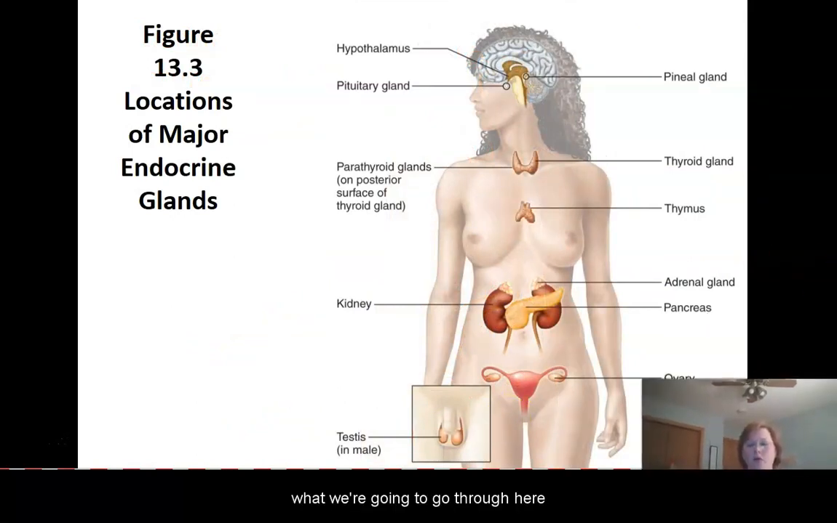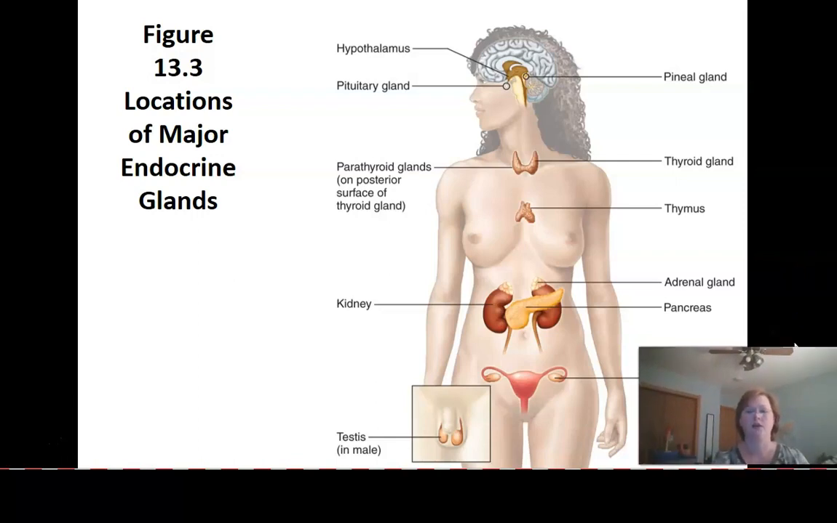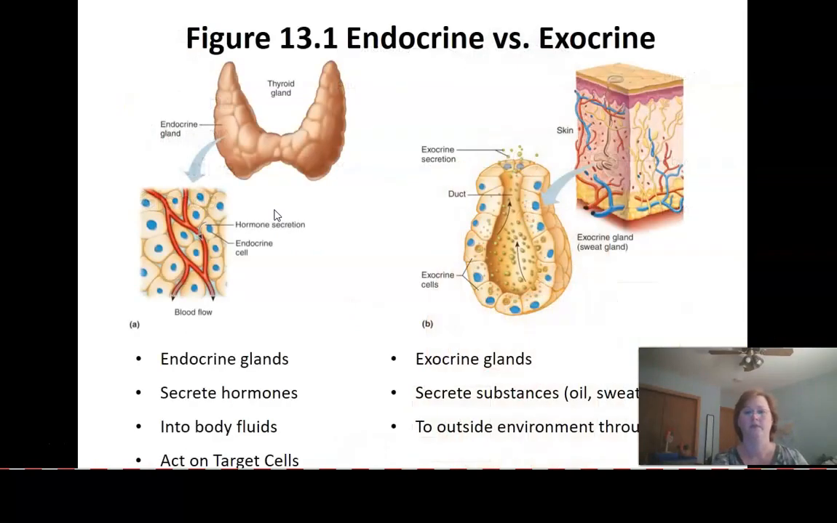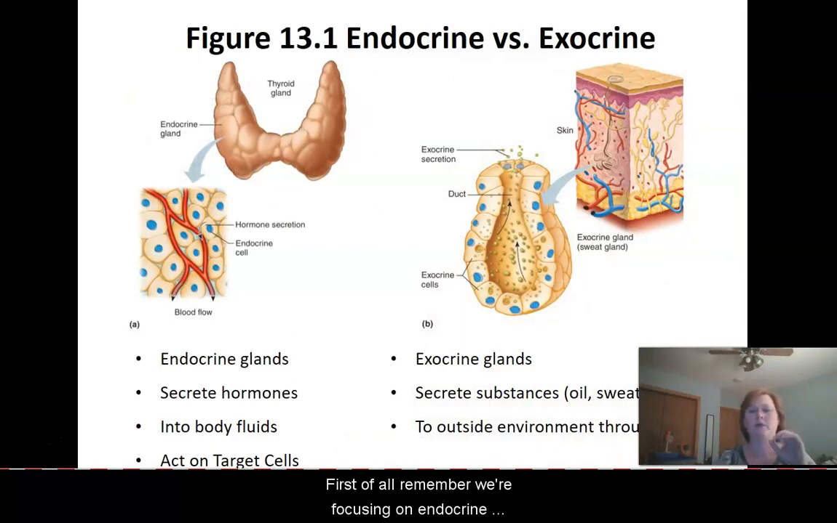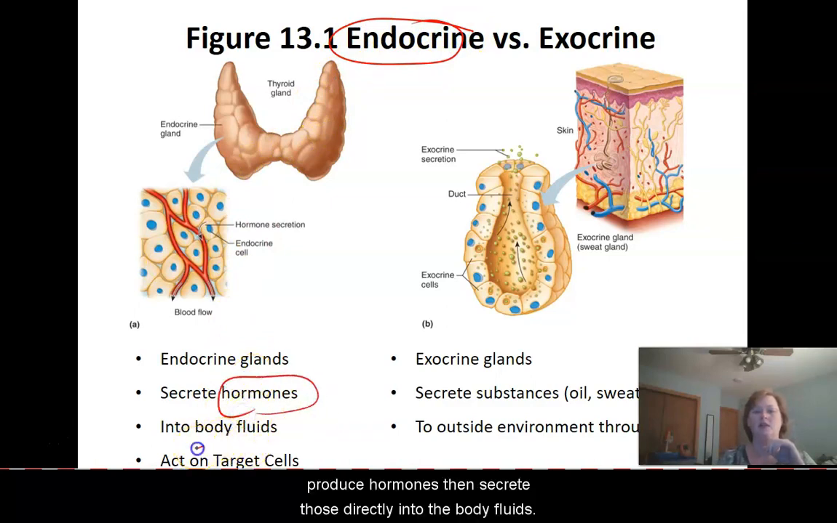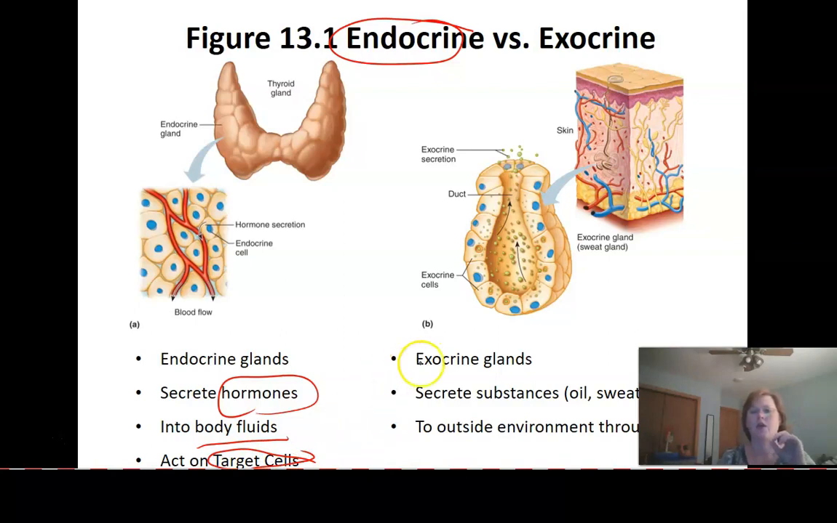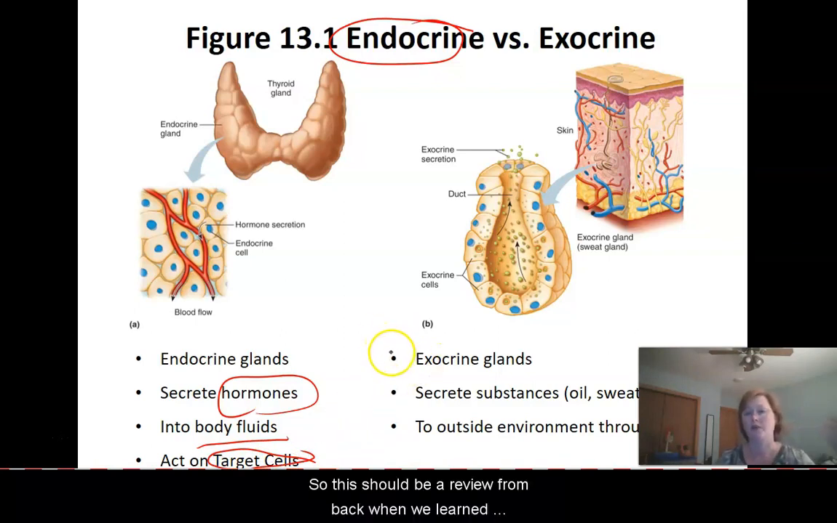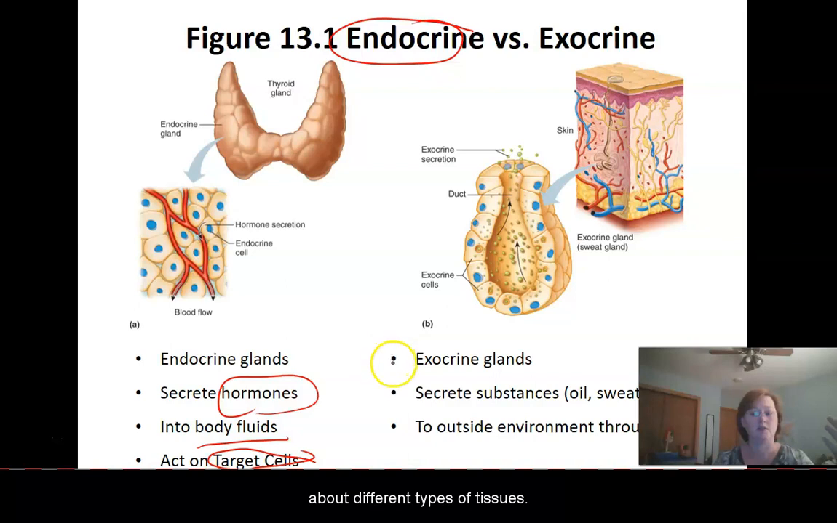Now, what we're going to go through here in this video are comparing a couple of things. First of all, remember we're focusing on endocrine glands. So endocrine glands produce hormones and secrete those directly into the body fluids. They're going to act on target cells by binding to receptors. So this should be a review from back when we learned about different types of tissues.